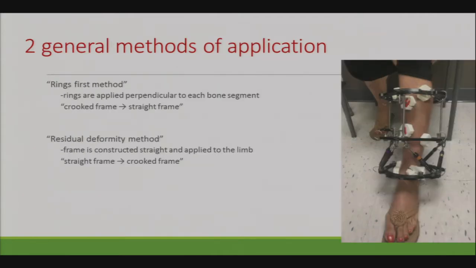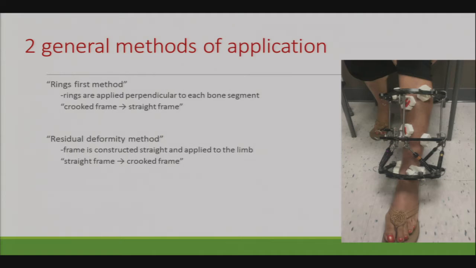There's what's called a rings first method or a residual deformity method. The rings first method is kind of the classic way to do this. You make the proximal ring perpendicular to the mechanical axis or to the joint line, and then the distal ring perpendicular to the distal segment axis or joint line. And then over time, as the deformity corrects, the rings become parallel. And that's sort of the elegant, pretty way to do it.